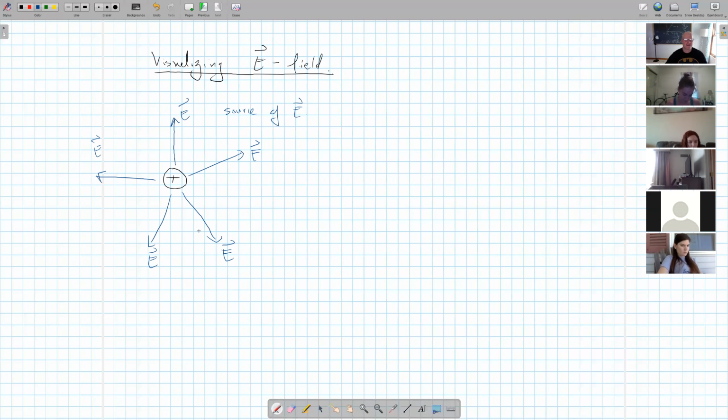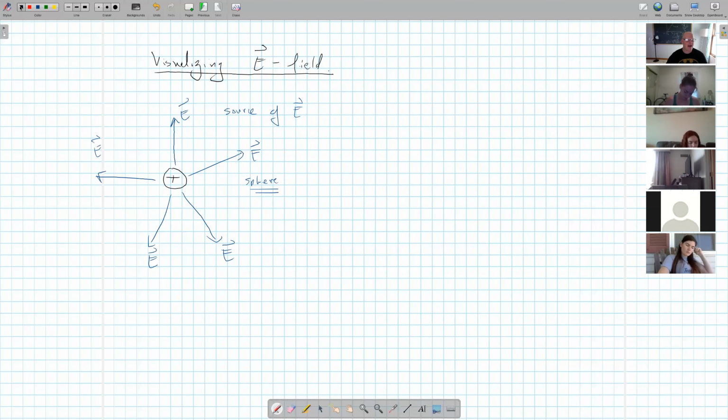Now, even though I'm drawing this in a two-dimensional sense, we have to think about this in 3 dimensions, which means this points radially in all directions. So this is actually creating a sphere. Okay. So this is spherical.